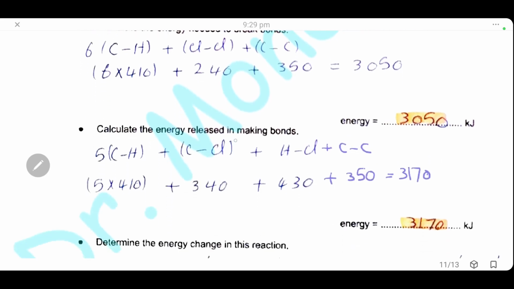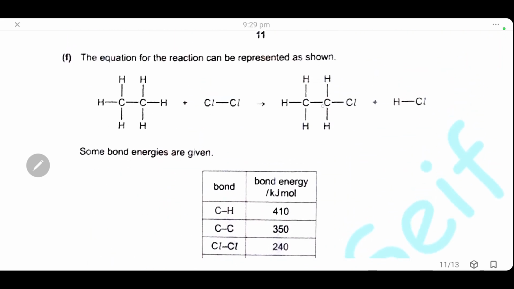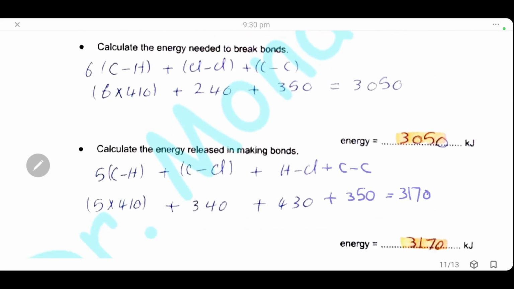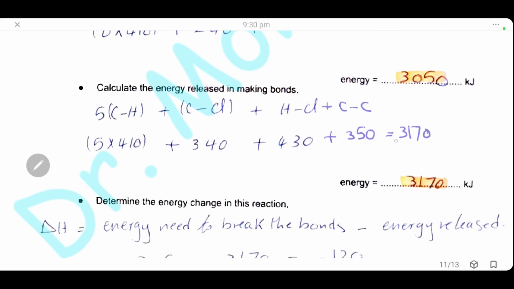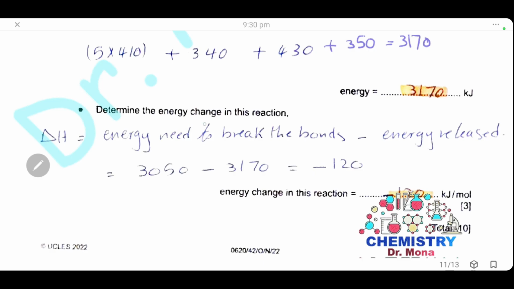Then we will calculate the energy released by making new bonds. Here we have 5 carbon-hydrogen bonds, 1 carbon-carbon bond, 1 carbon-chlorine bond, and 1 hydrogen-chlorine bond. So the total energy released by making new bonds will be 3170. Then we will determine the energy change in this reaction. The delta H will be the energy needed to break the bonds minus the energy released by forming new bonds. It will be minus 120 kilojoules per mole.